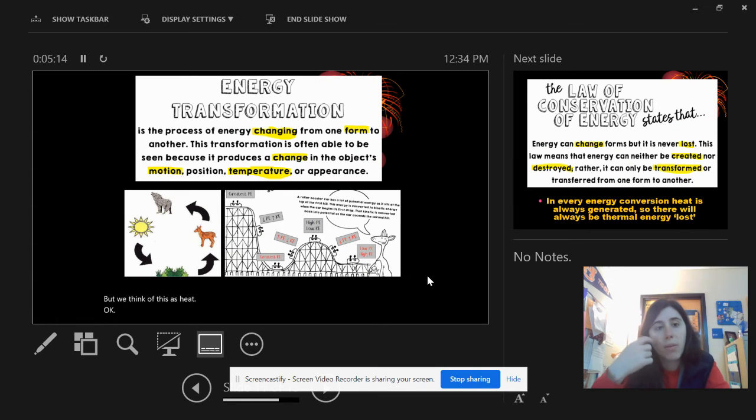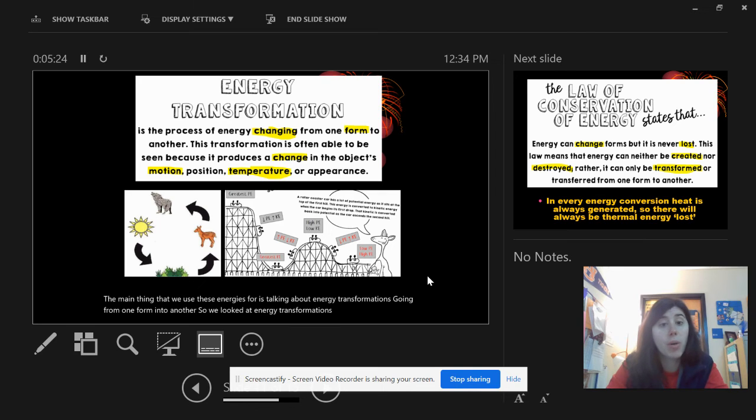Now, the main thing that we use these energies for is talking about energy transformations, going from one form into another. So, we looked at energy transformations with kinetic and potential going back and forth between the two. But now we're going to start talking about how we can take an object and transform the form of energy, like electrical energy, into another type, like light, in the terms of a lamp.